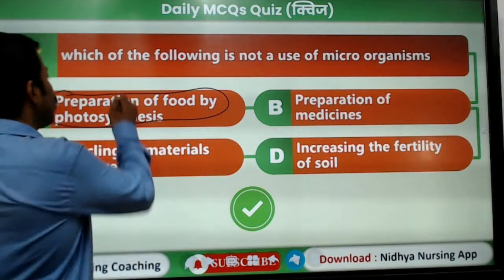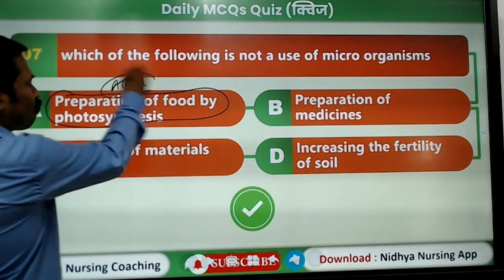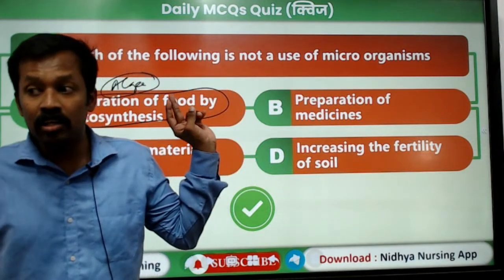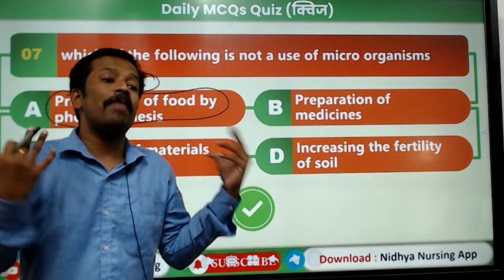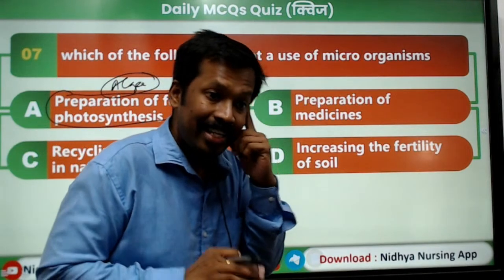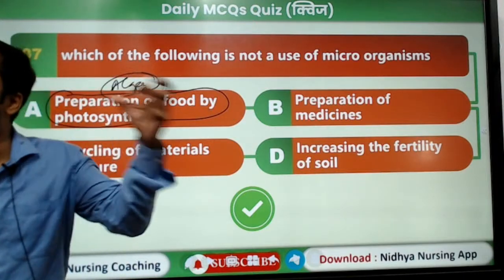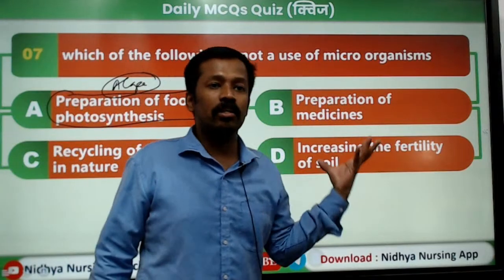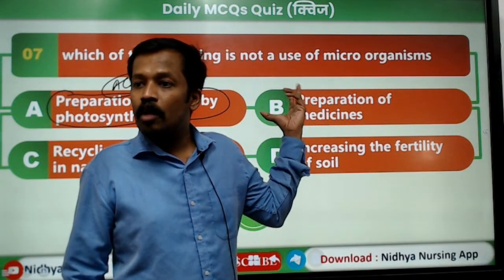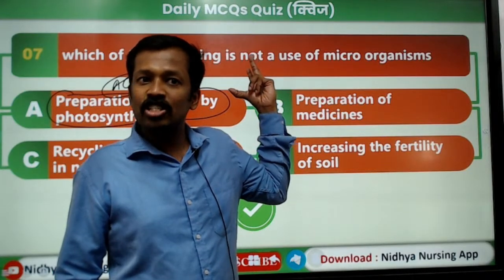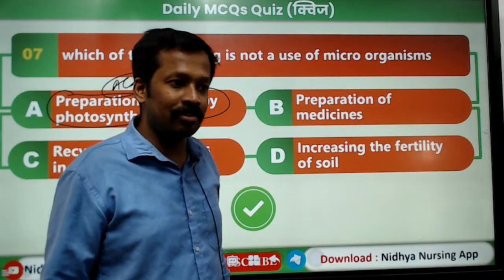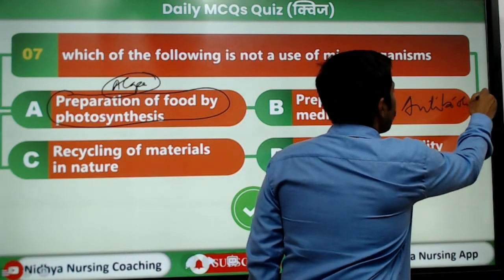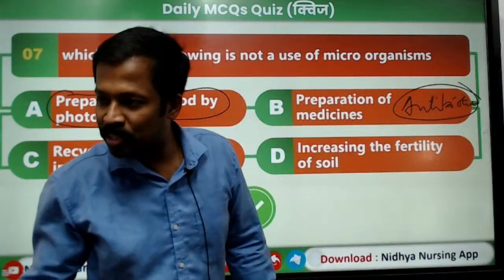Algae are producing food by photosynthesis, but the majority are something like parasites. They won't prepare food on their own, but they are dependent on other tissues. Okay, fine. And preparation of medicine: yes, we are using microbes mainly for antibiotics, for antibiotic preparations, for medicine preparations.